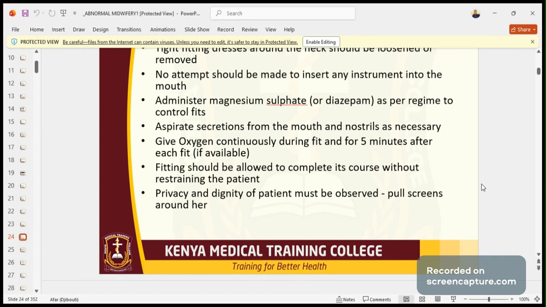Okay, so no attempt should be made to insert any instrument into the mouth during the fit. But during the fit, you need to loosen the clothing around the neck, administer magnesium sulfate or diazepam as per the regime to control the fit, aspirate secretions from the mouth and nostrils as necessary, and give oxygen continuously during the fit and for 5 minutes after each fit. The fit should be allowed to complete its course without restraining the patient. Privacy and dignity of the patient must be observed. Put screens around her to protect her privacy.